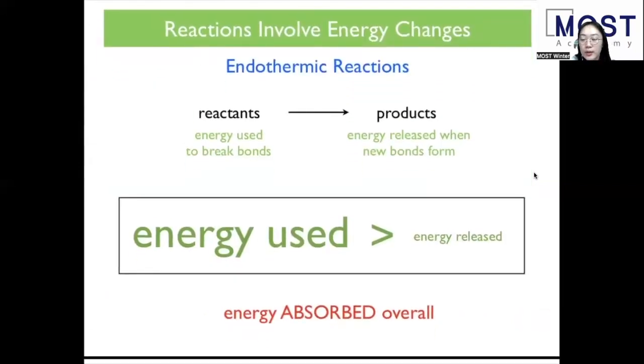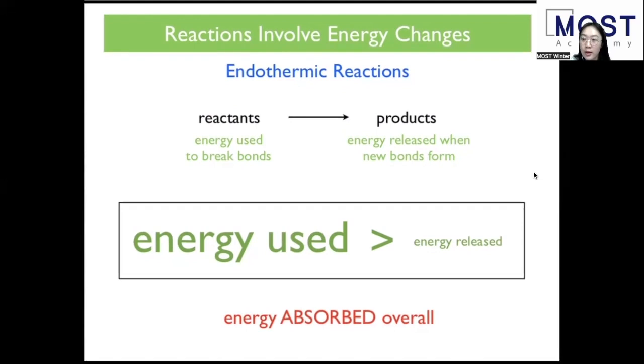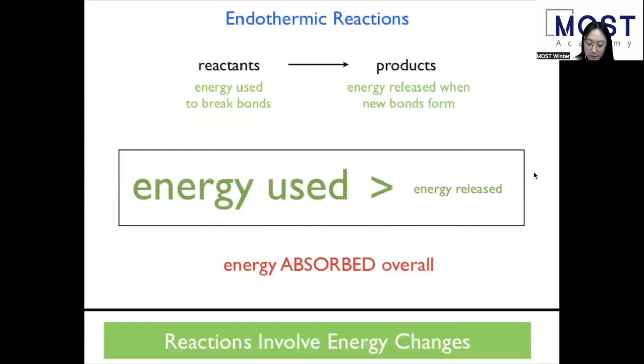And so what is endothermic and what is exothermic? Endothermic reactions are when the energy used is greater than the energy released. As we saw in the previous slide, all reactions use and release energy simultaneously. But for some reactions, the energy used is greater than the energy released. Therefore, energy is absorbed overall. This is the net that we're talking about. And when this happens, this is called an endothermic reaction.